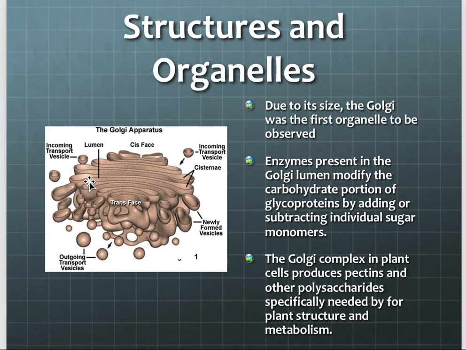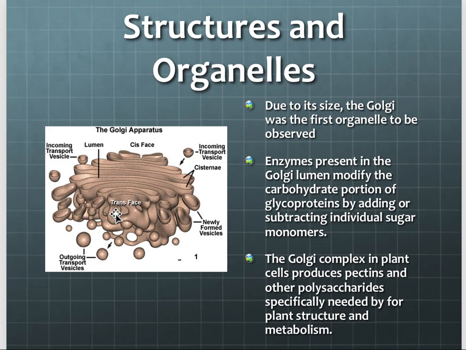Part of the Golgi that receives the vesicles from the ER is called cis face. And if you look up here at the top of the Golgi, it says cis face. So cis face is just like the front door. This is going to be where all of the vesicles from all of the ribosomes come in. Then it'll be modified all through these membranes, and the vesicles that leave are going to leave through what's called trans face. Trans face is like the back door.